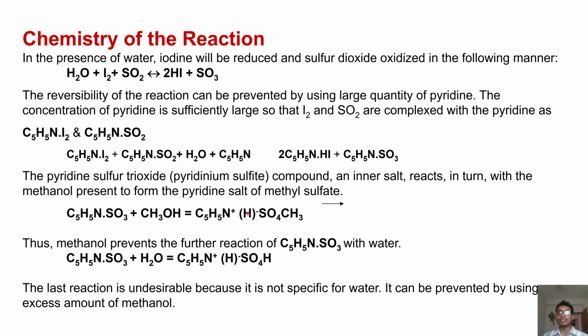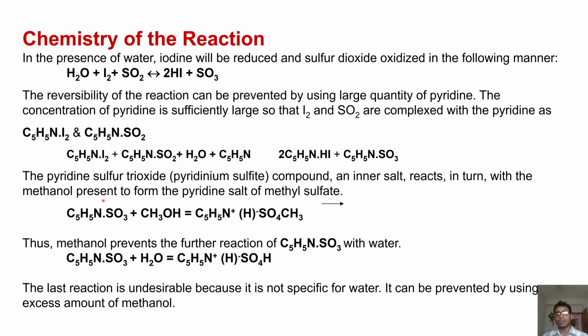Then the question arises, if it is not formed, then what is the problem? If it is not formed, this may further react to give rise to the reactant, and our overall purpose of using methanol will get destroyed or diminished. So to make it stable, we usually perform this. Thus methanol prevents the further reaction of this with water. It has formed a stable compound complex. The last reaction is undesirable because it is not specific to water. It can be prevented by using an excess amount of methanol.